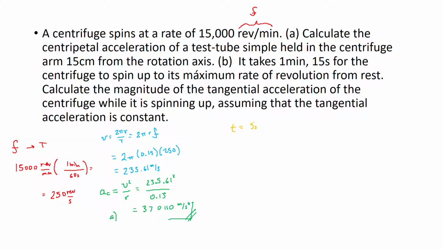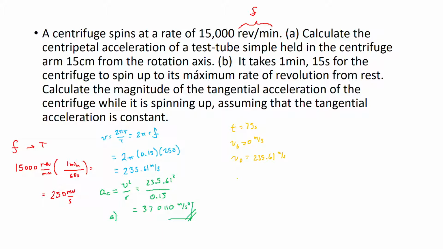There, 75 seconds, and we know that the final speed, yep, it starts from rest, so the initial velocity is 0, and the final velocity is the one we computed here. That's 235.61, and that's meters over second. This guy over here is 2 meters over second.